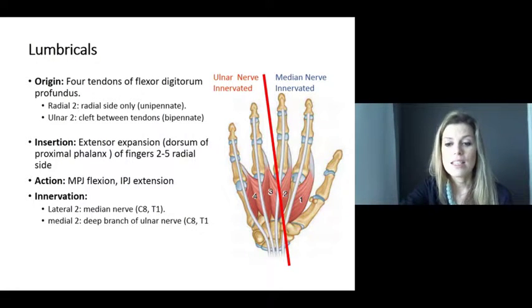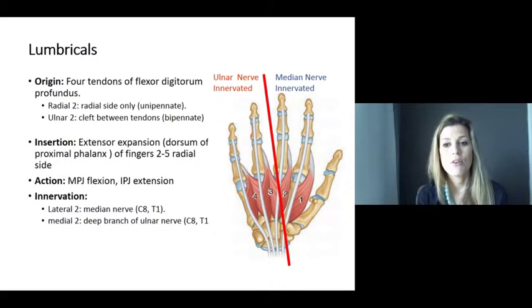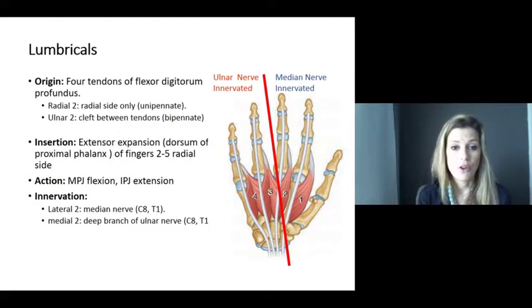If you look at the lumbricals, you need to also know that they have dual innervation. That's another fun fact about these lumbricals. Lumbricals 1 and 2 are median nerve innervated, and lumbricals 3 and 4 are ulnar nerve innervated.